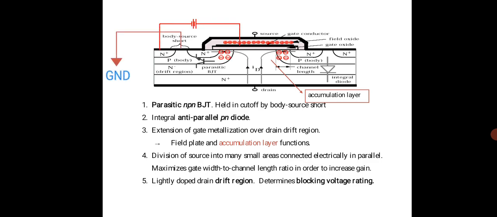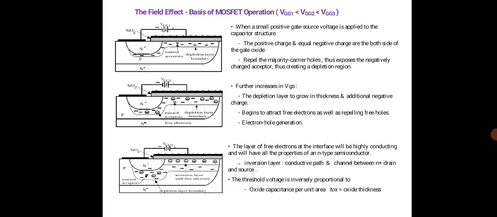Here you can see all the source and gate conductor. You can also see all the charges mentioned over here as a layer. Here we have VGG1 which is less than VGG2 which is less than VGG3. So this is the diagram and this is the explanation.